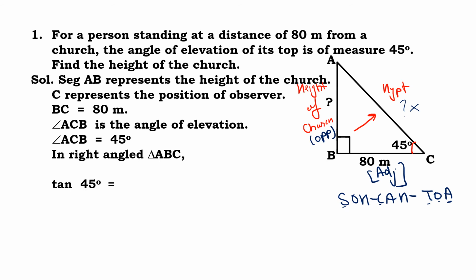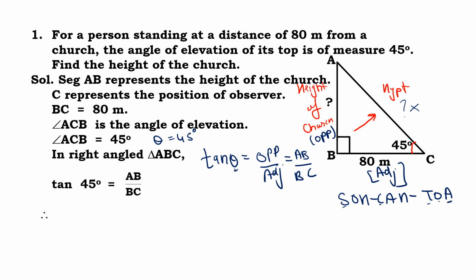So in a right angle triangle, we can say that tan theta is equal to, SOH CAH TOA, opposite upon adjacent. So the opposite side is AB and the adjacent side is BC. Now the theta value over here, ACB, is our theta value. We will write theta as 45 degrees. So this becomes tan 45 is equal to AB upon BC. Now tan 45 value you can see in the trigonometric table that it is 1.